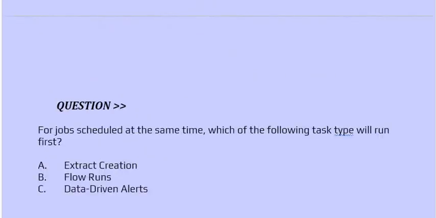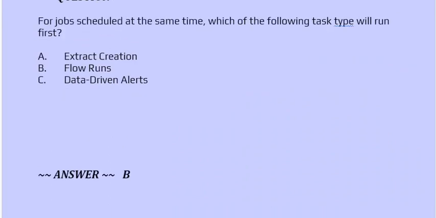Next question is, for jobs scheduled at the same time, which of the following task types will run first? Option A. Extract creation. Option B. Flow runs. Option C. Data-driven alerts. Correct answer is option B.